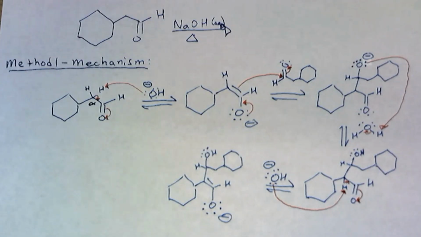This causes the beta hydroxyl group to be ejected as a hydroxide leaving group, giving us the final alpha beta unsaturated aldehyde product.